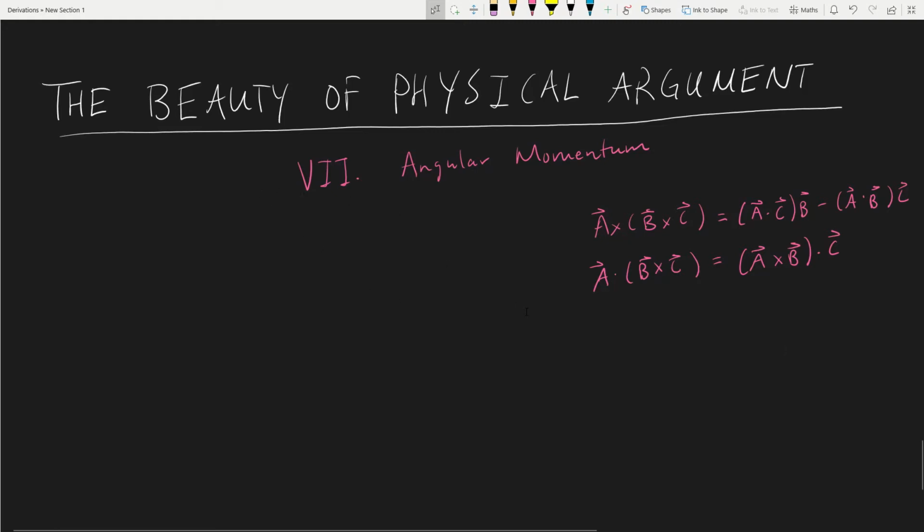Part 7, angular momentum. This is kind of the crowning jewel of this whole exercise, this whole process. What we're going to show is the elliptical orbits that planetary bodies have around the sun. It seems like such an obscure thing to show, but we're going to do it in this video, and I'm hoping I can get it in one video.